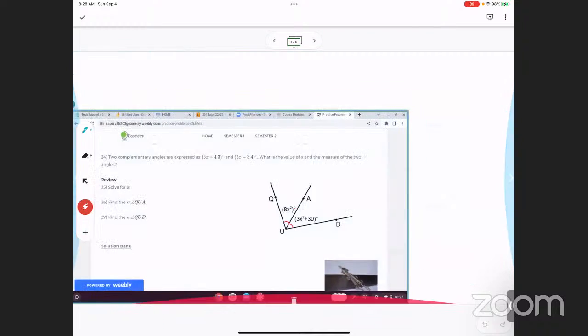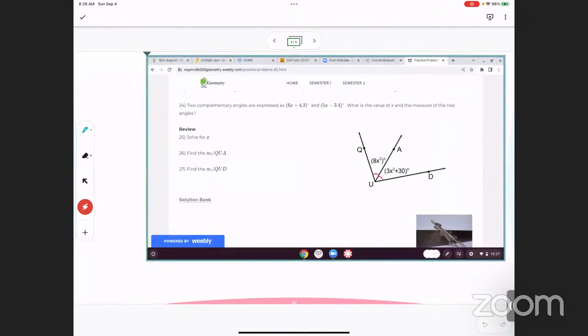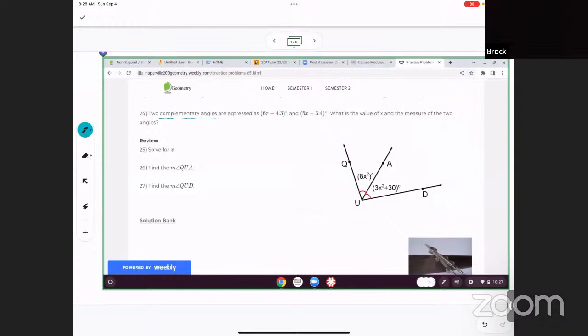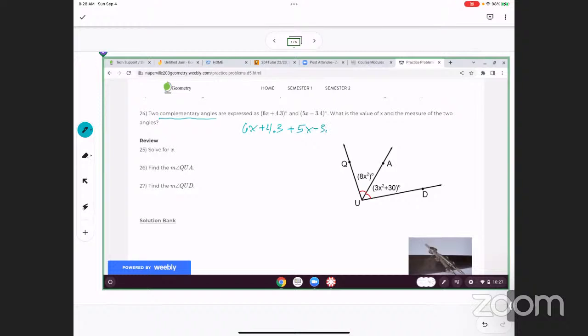All right. So notice that it says that they're complementary. What does it mean if they're complementary? That they equal 90. Good. They add up to 90, right? Their sum is 90. So let's just add them together like we've been doing.